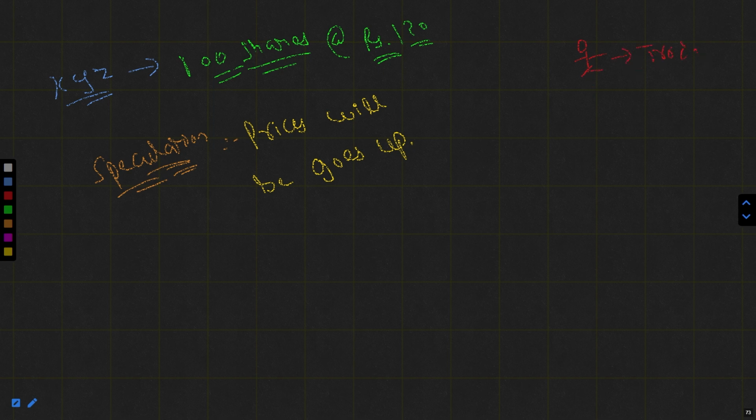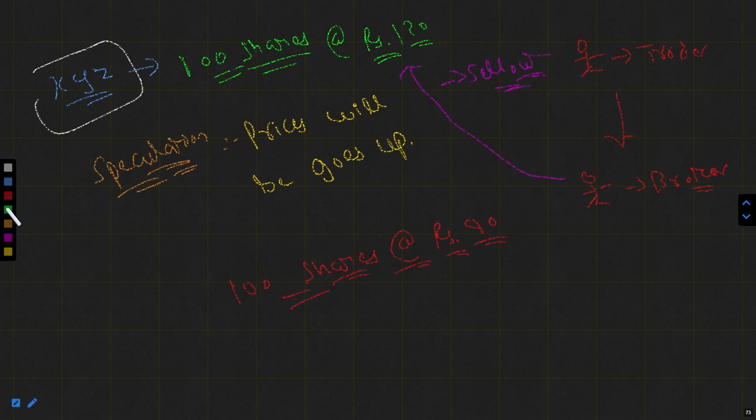Trader asks the broker to sell out these shares. Okay, and due to the immediate withdrawal from XYZ by traders, what will happen? The valuation will go down, and now it becomes 100 shares at rupees 90.